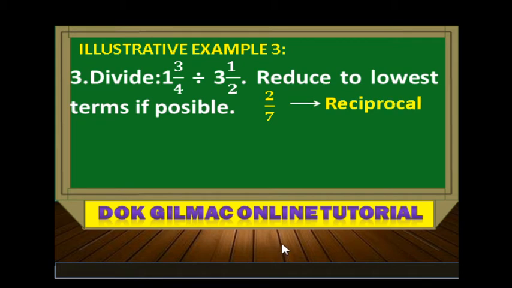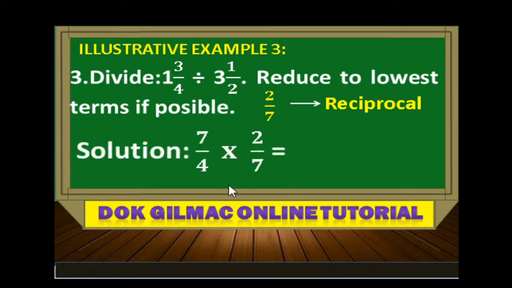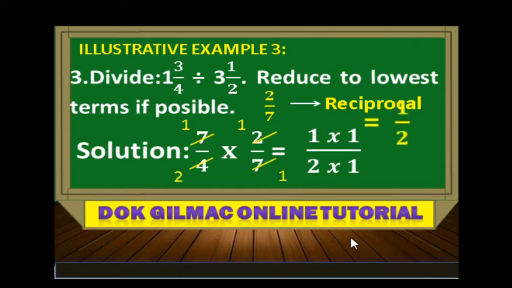So from here, we can now perform multiplication. 7/4 times 2/7. Cancel out their common factors. So we have 4 divided by 2 is 2. 2 divided by 2 is 1. We can cancel out 7. So we have 1. So from here, we have 1 times 1 and 2 times 1. So this is just equal to 1/2.